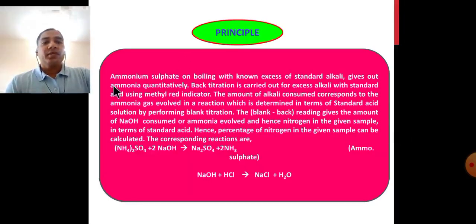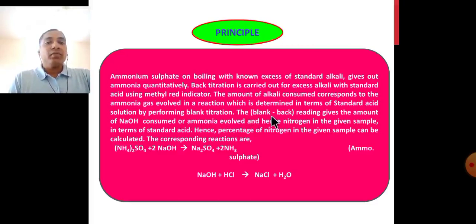The principle of this experiment is that ammonium sulfate on boiling with a known excess of standard alkali gives out ammonia quantitatively. Back titration is carried out for the excess alkali with standard acid using methyl red indicator. The amount of alkali consumed corresponds to the ammonia gas evolved in the reaction, which is determined in terms of acid solution by performing a blank titration.